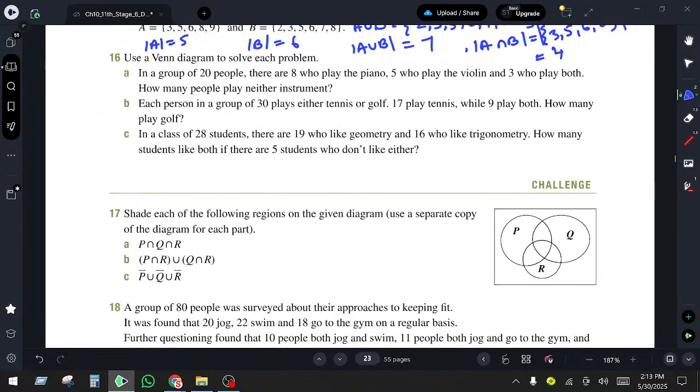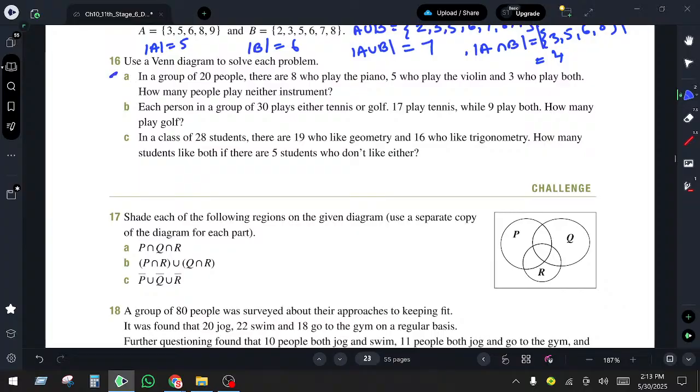Okay, so next you have to understand what the question is. Let's try the A part. I will not go for the B, C. Can you read this first A part? In a group of 20 people, there are 8 who play piano, 5 who play violin, and 3 who play both. How many people play neither instrument? What is the total? A union B is equal to? Not A union B.